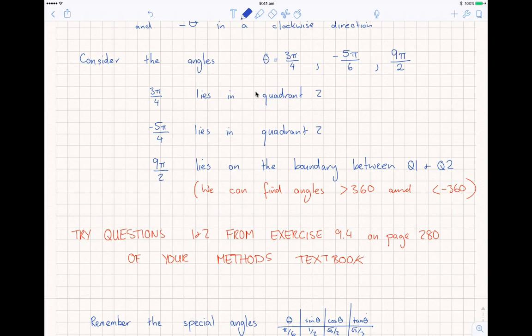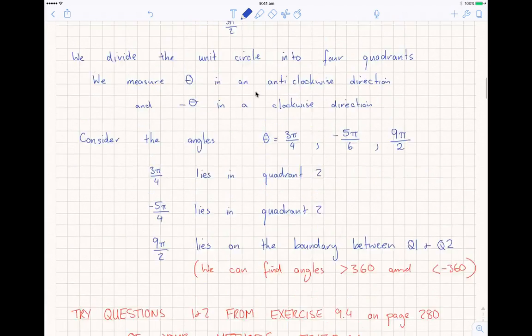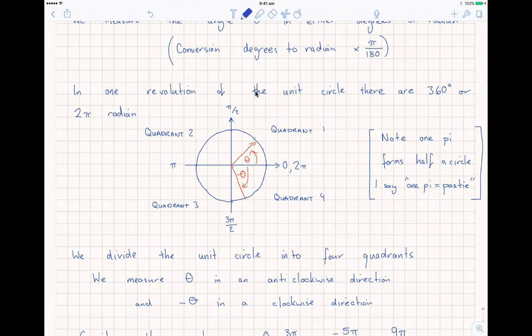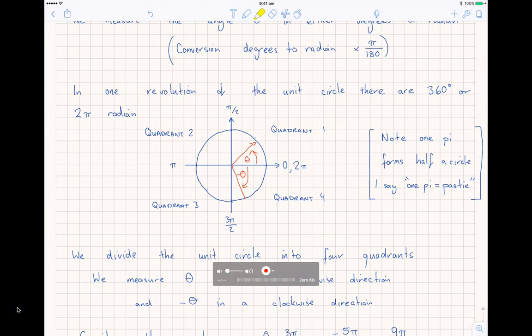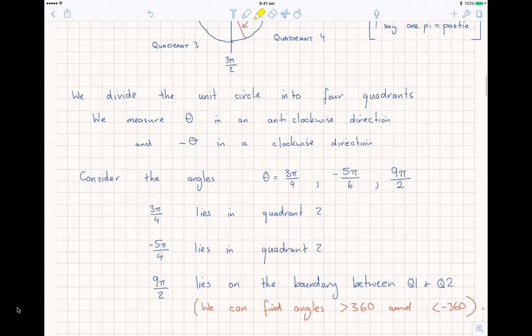So if we're going to consider the angle 3 pi on 4, so 3/4 of pi, or 3/4 of a pasty in my weird language. So 3/4 of pi, 1/4, 2/4, 3/4, it's going to be over there. So we see that 3/4 of pi is in quadrant 2.